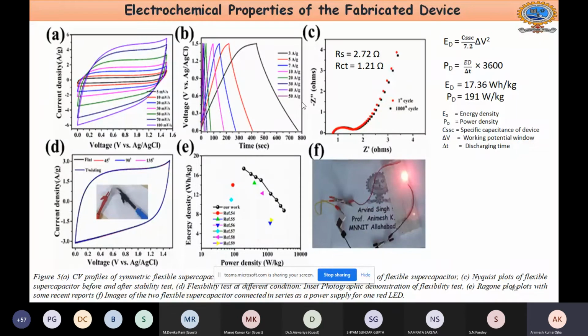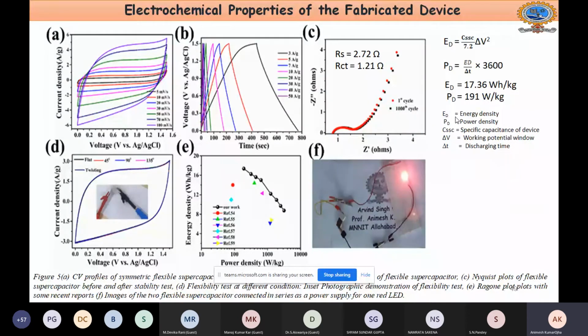Using all these measurements, we calculated the energy density and the power density. The energy density of this device is calculated to be 17.36 watt hour per kg, and the power density turns out to be 191 watt per kg.